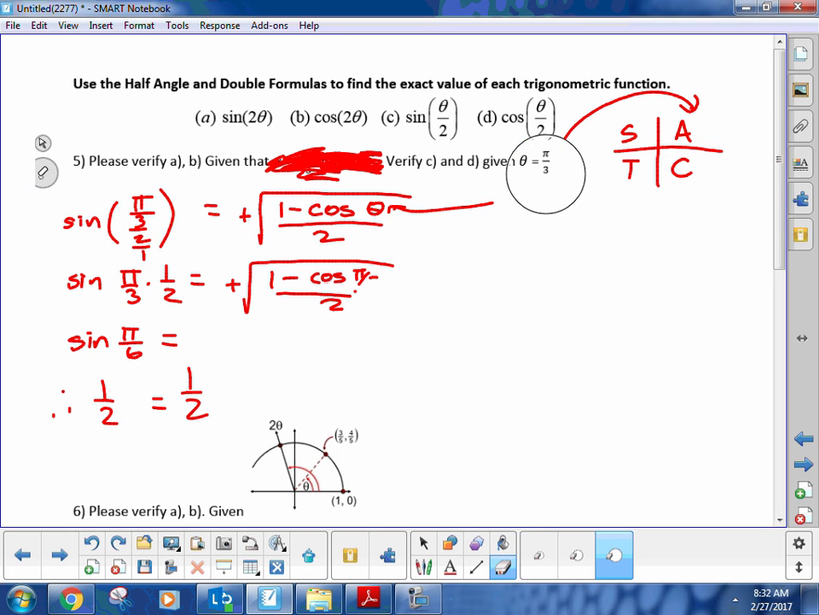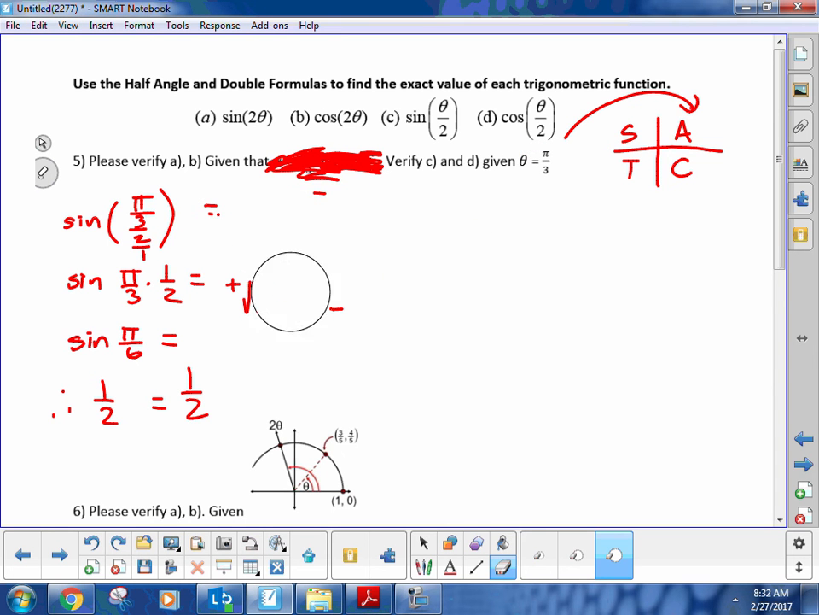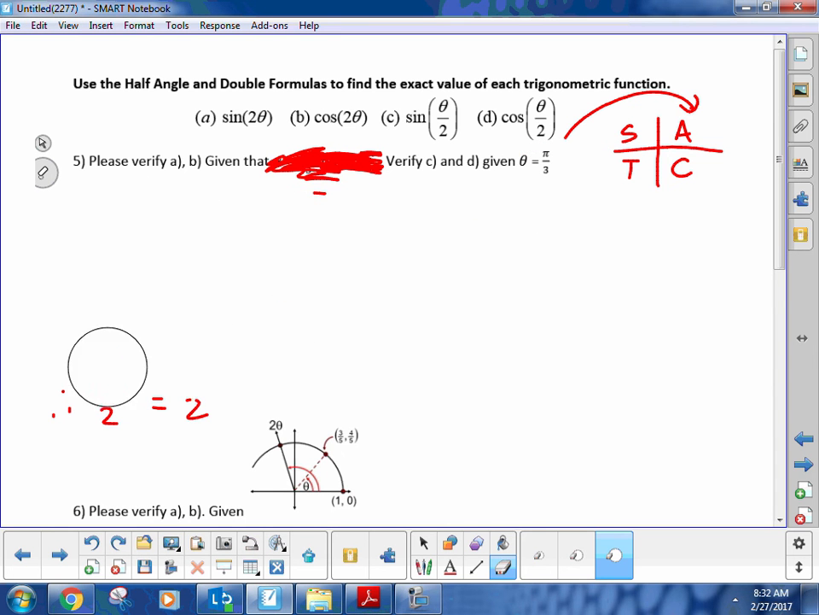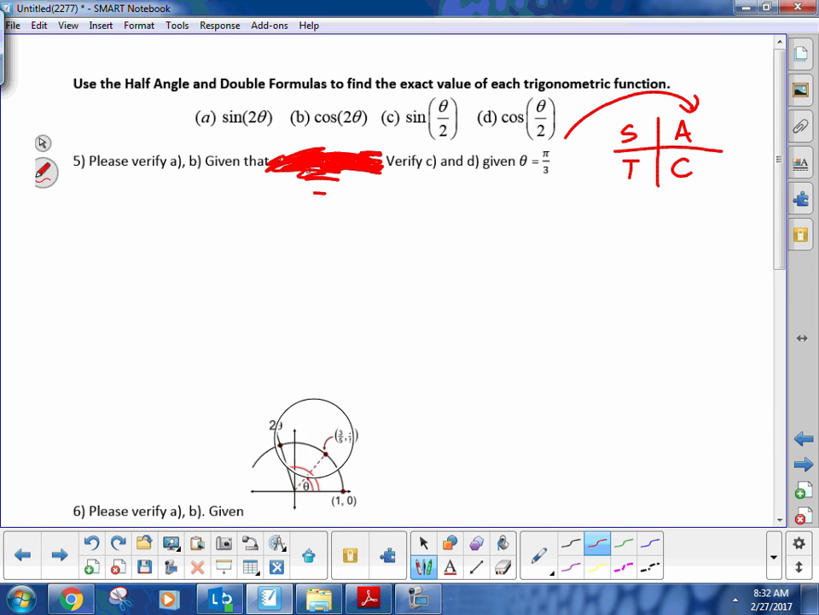So it's important that you still remember that. But let's move forward with now the discovery of what this comes out being. So we're going to go ahead and do cosine of pi divided by 3 divided by 2. Kind of like the same thing before.